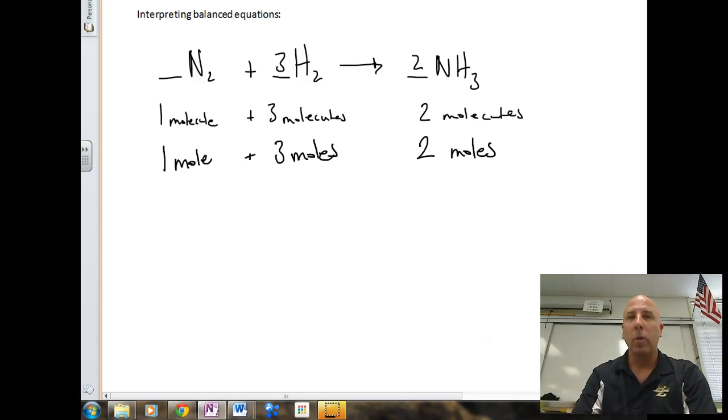So those are a couple different ways that we can interpret chemical reactions. Going down the road, we'll incorporate molecules and Avogadro's number, and of course grams. That's coming in our next video. So just for now, we'll talk about molecules and moles in our interpretation of balanced equations. Okay, that's the video. There will be a worksheet as well as an online quiz that goes along with it.